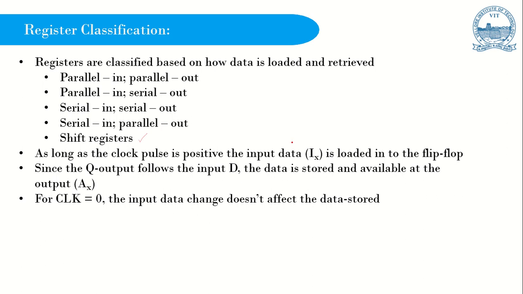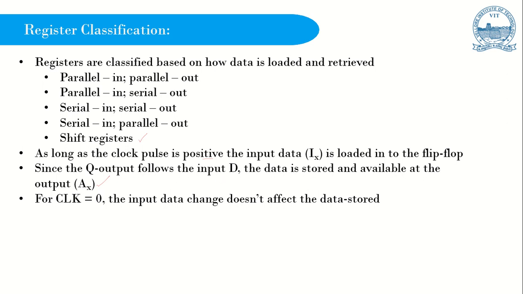The key point we need to consider here is that the input data is loaded only when the clock pulse is positive, and then once the clock is observed, the data is transferred to the Q output of the flip-flop, which is the data stored in the register. Suppose there is any change in input data and the clock is equal to 0, then the change in input is not going to affect the stored data. So these are the key points to remember to understand the function of the register.